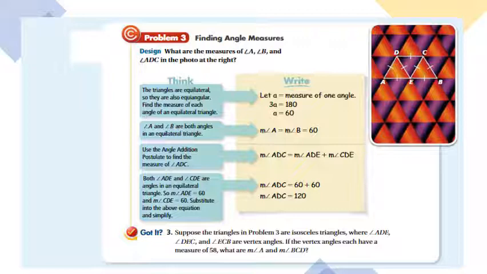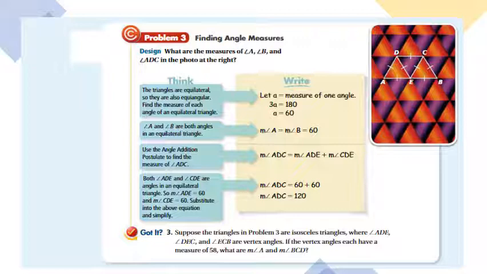Okay, in this question, what are the measures of angle A, angle B, and angle ADC in the photo at the right? So I want you to look at this figure. They put here that the sides are congruent. So you can understand from this, by using the previous corollary, that the angles are also congruent. So if this is x, this is also x, this is also x.